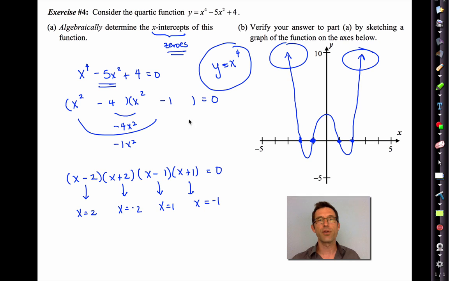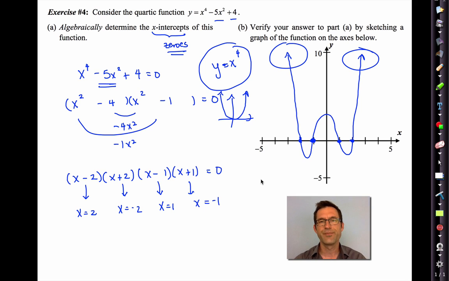Now, it looks very different than y equals x to the fourth. Y equals x to the fourth kind of looks like this, and it doesn't have all those crazy cool turning points. Those are caused by the negative 5x squared and the plus 4 term. All right? Actually, they're really only created by the negative 5x squared, but we'll get into that a little bit more later.